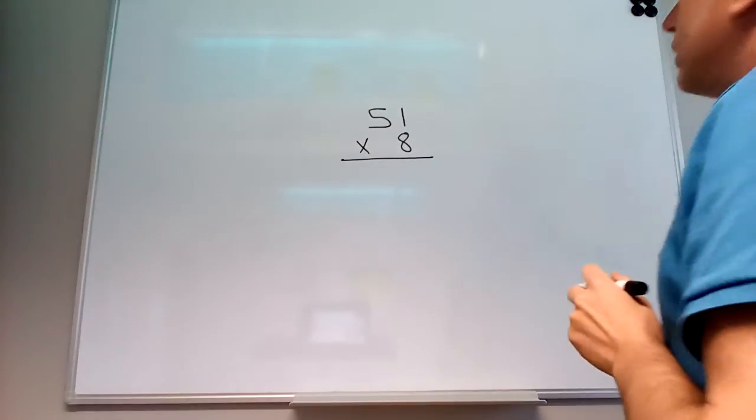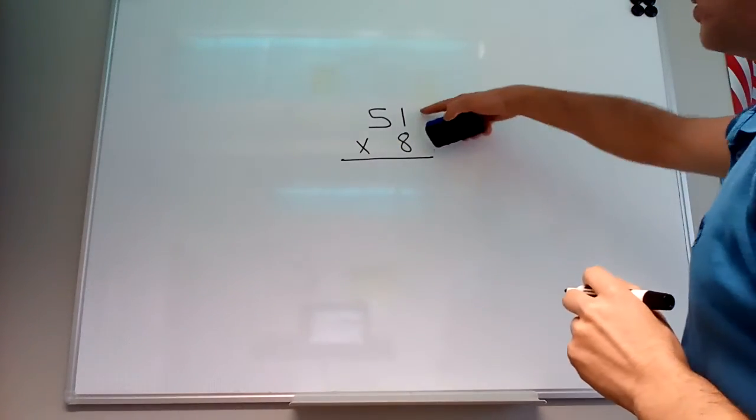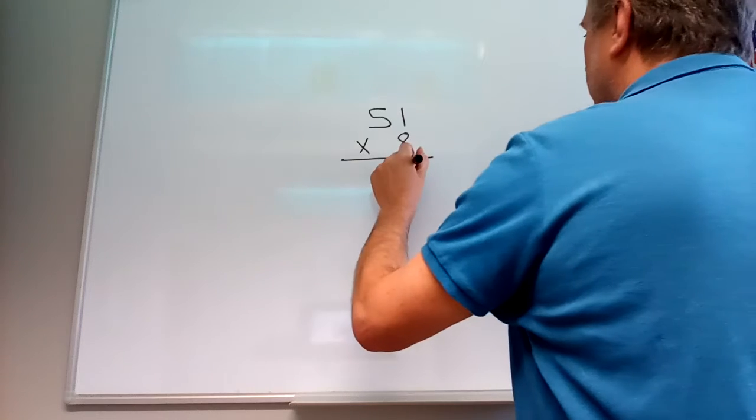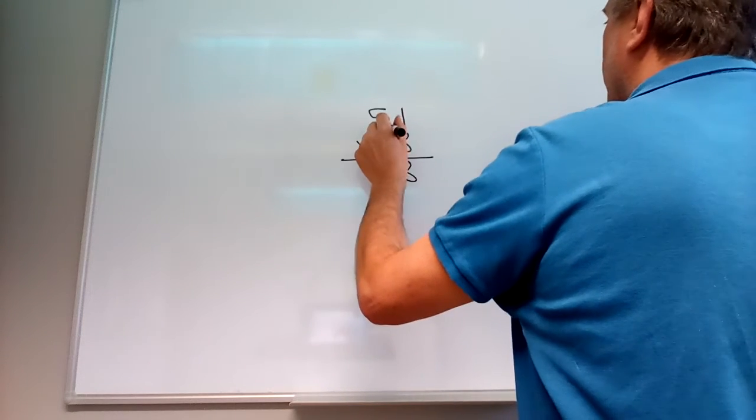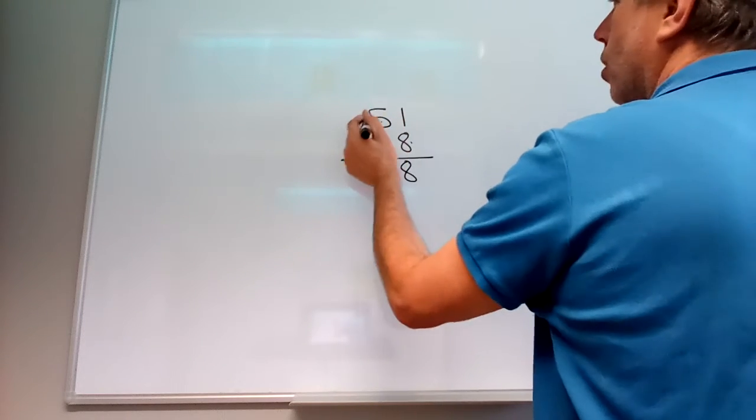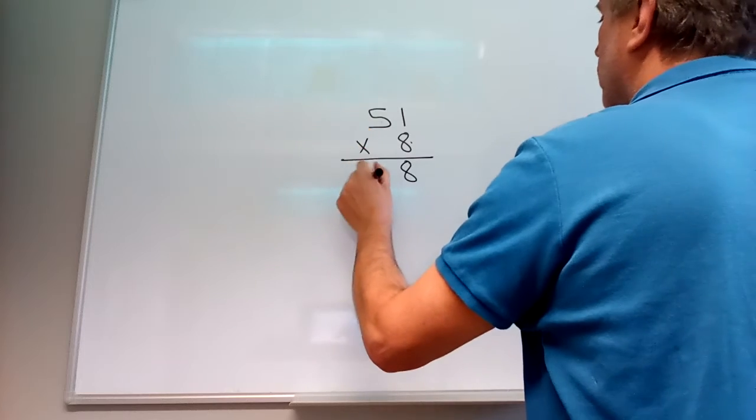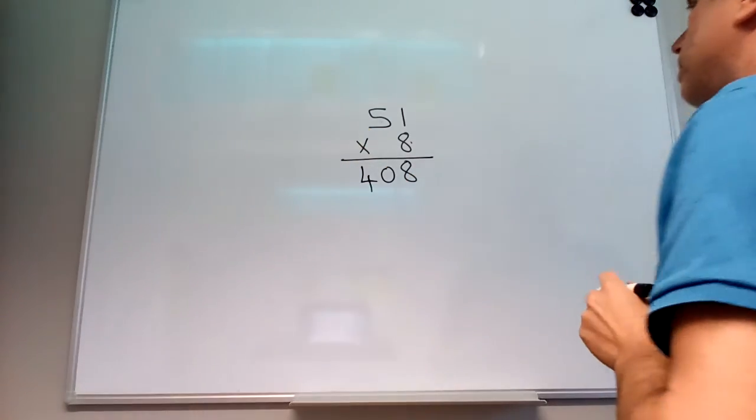Okay, so 51 times 8. 8 times 1 would be 8. And 8 times 5 is 40. There's nowhere to carry anything to, so it's okay just to put the 40 down there.